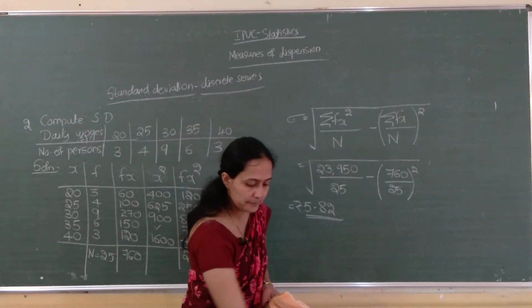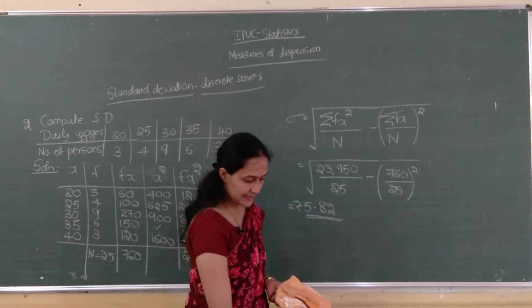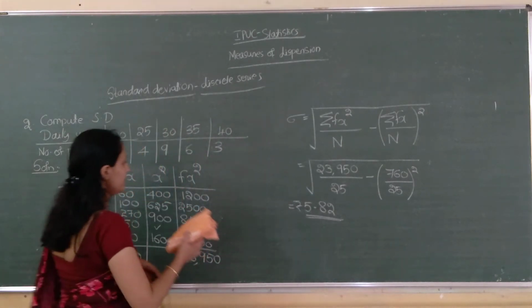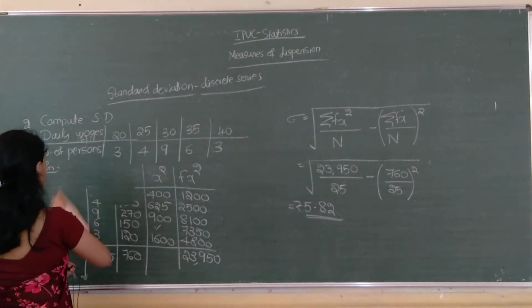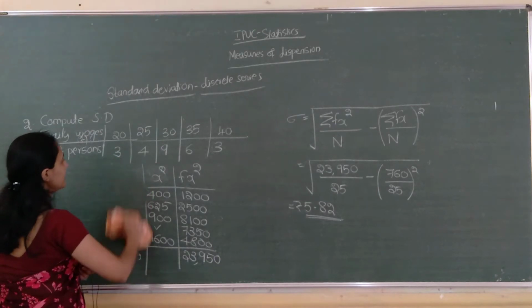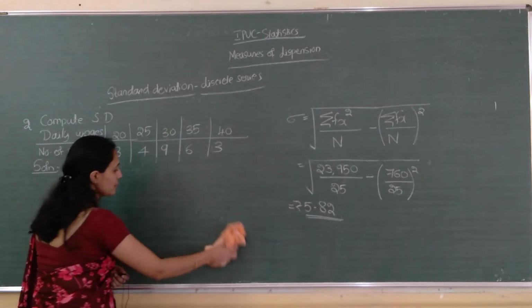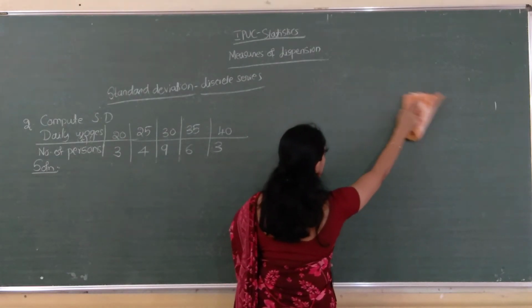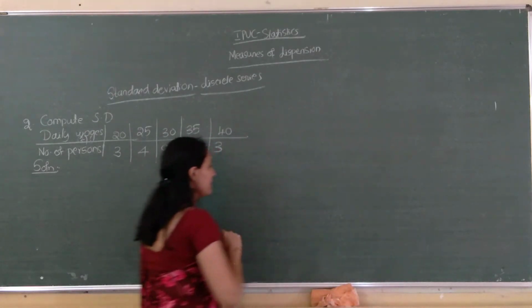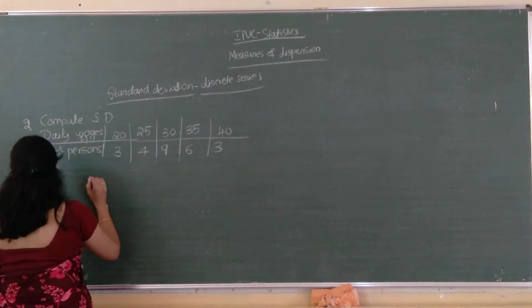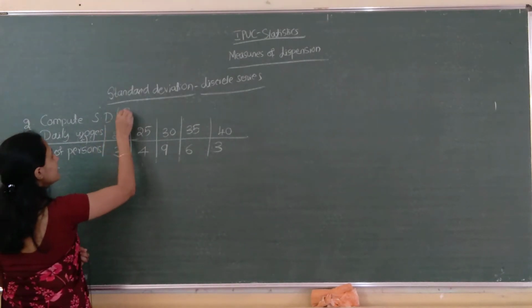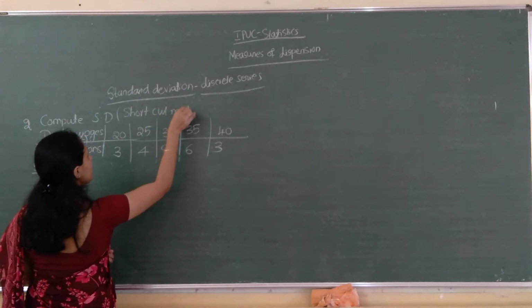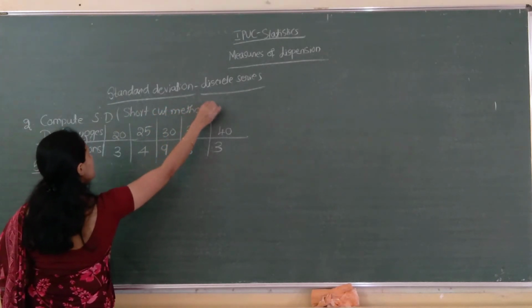Now the same problem, we will do using the shortcut method. We will see whether we get the same answer. This is also called the deviation method or shortcut method.